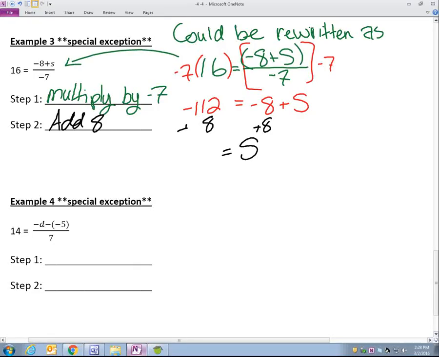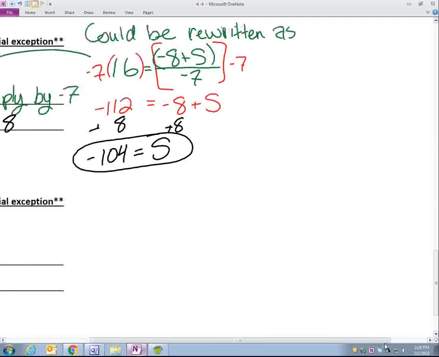-12 plus 8 is going to be -104. Ouch. -104. I have to check my work with that one.